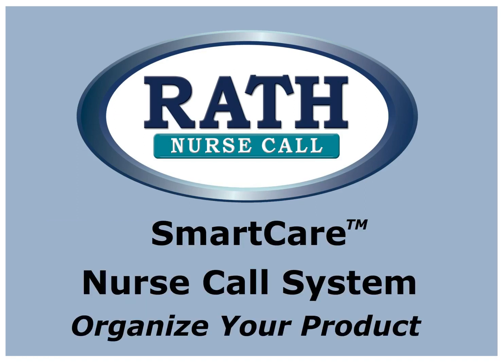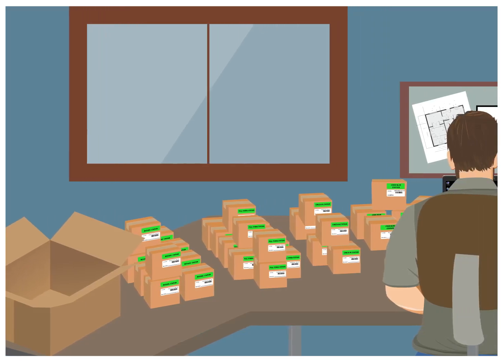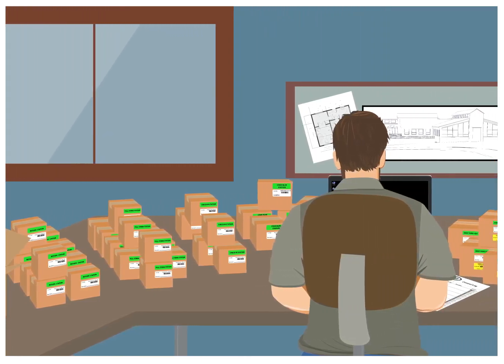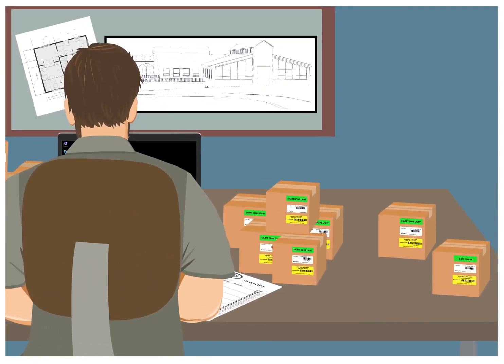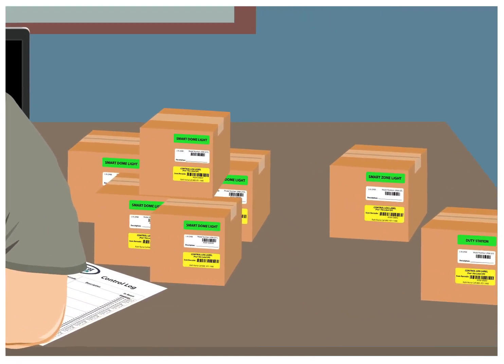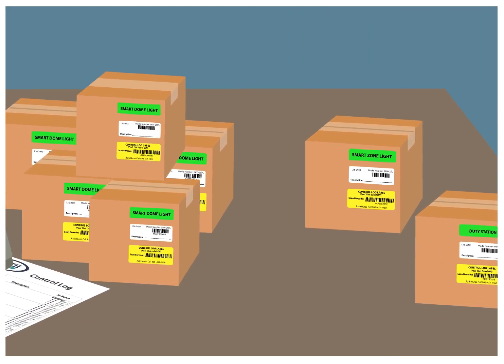Chapter 1. Organizing your product. Being organized is paramount to a smooth and successful installation. Prepare your workspace with all boxes and your control log. Locate and separate all smart dome lights, smart zone lights, staff, and duty stations.